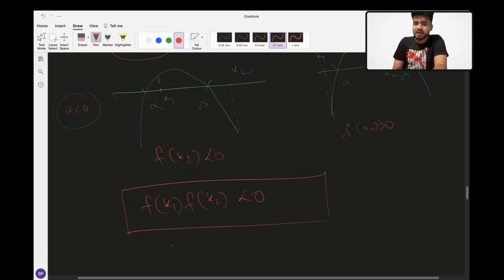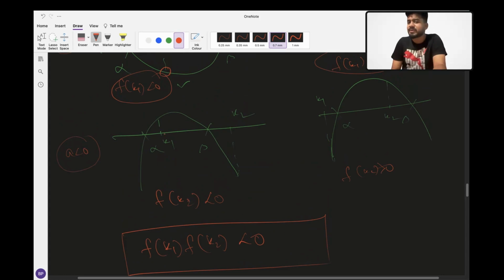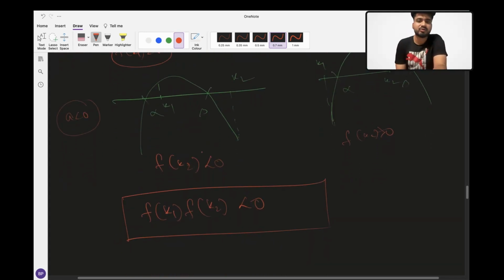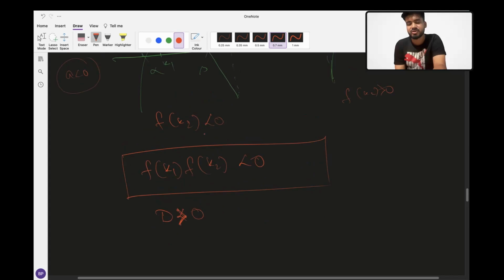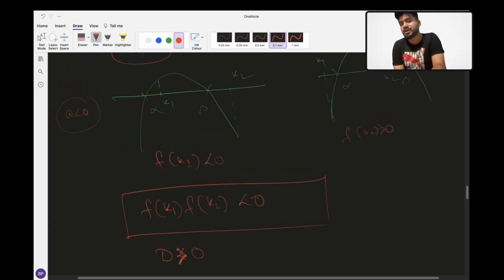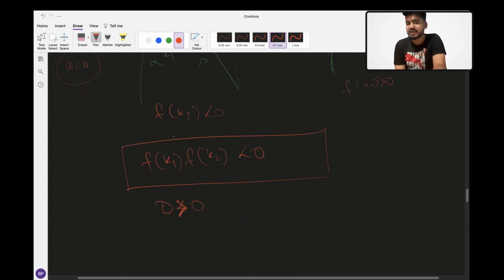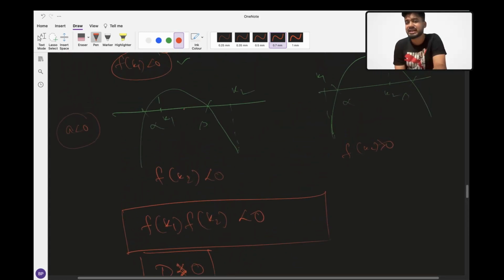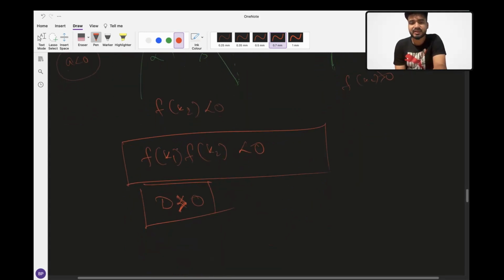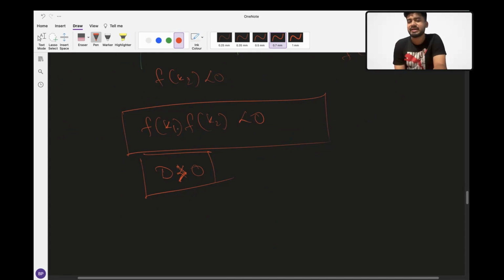Yes or no? That the sign of f of k1 and f of k2 is always opposite. Yes or no? Okay. Now what can we comment about D? Yes, D is greater than 0, because equal to cannot come since k1 lies inside. Okay. And we cannot really comment about minus b by 2a in this case. Okay. But tell me, D greater than 0, is it necessary?